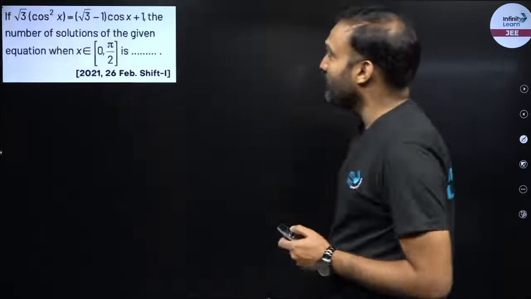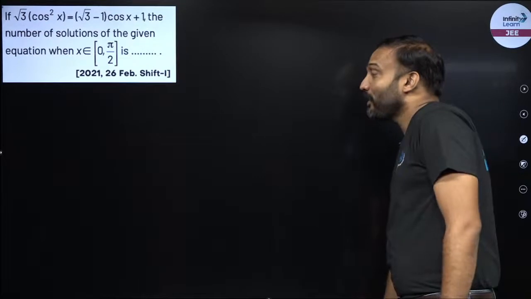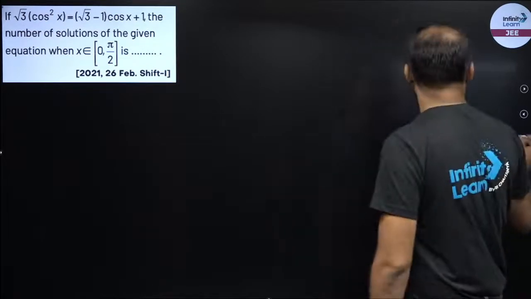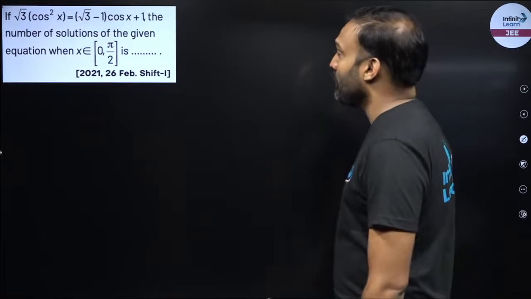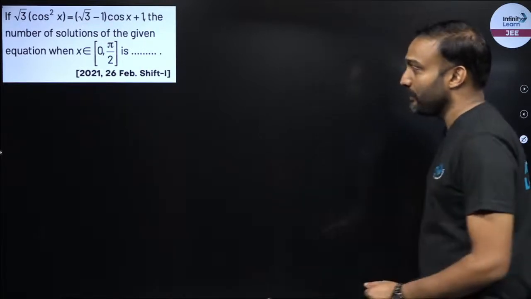So now we can jump to the next problem. Now the next problem is root 3 cos square x plus root 3 minus 1 cos x plus 1. The number of solutions of the given equation when x lies between 0 to pi by 2.